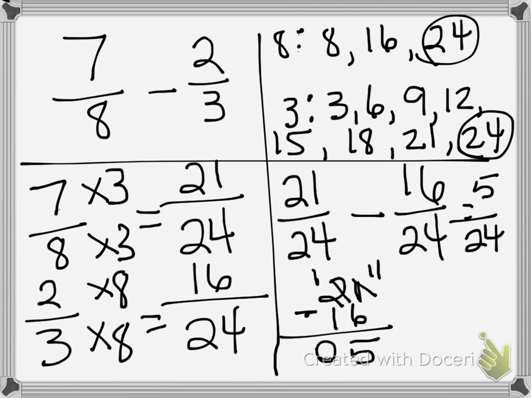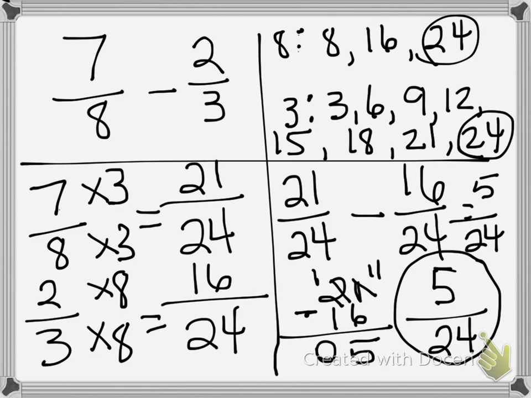Now I know that the number 5 is a prime number. It can only divide by 1 and itself. So can 24 divide by 5? Nope. Then therefore, 5/24 is in simplest form.